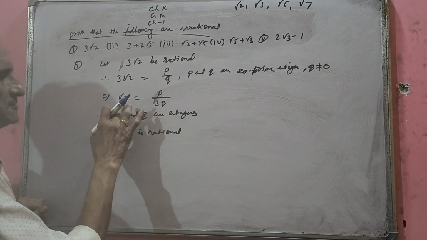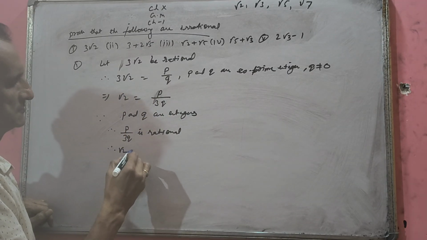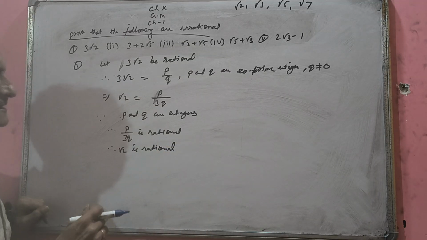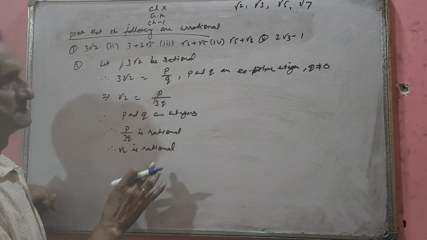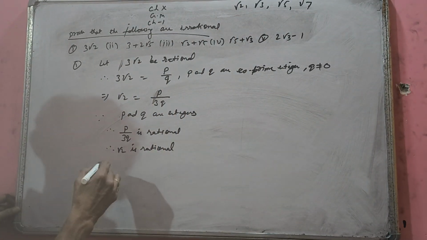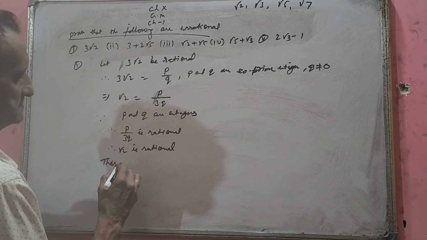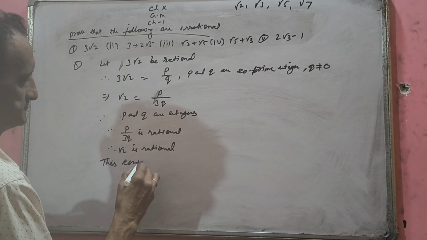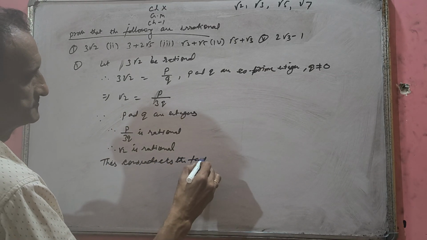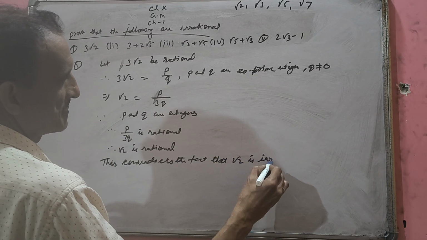And this is equal to this. If this is rational, so this is also rational. Therefore, root 2 is rational. This is the contradiction, because we have already proved that root 2 is irrational. This contradicts the fact that root 2 is irrational.